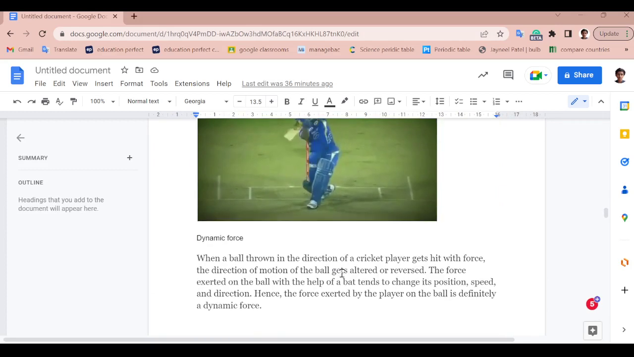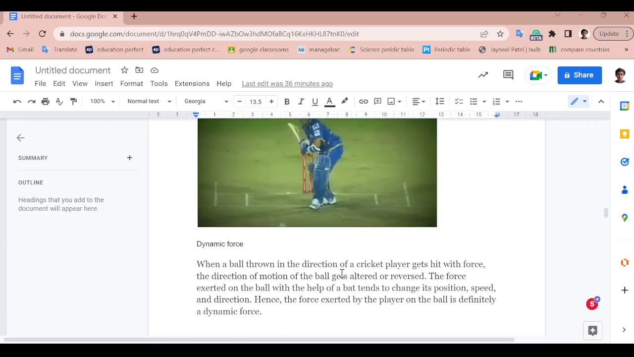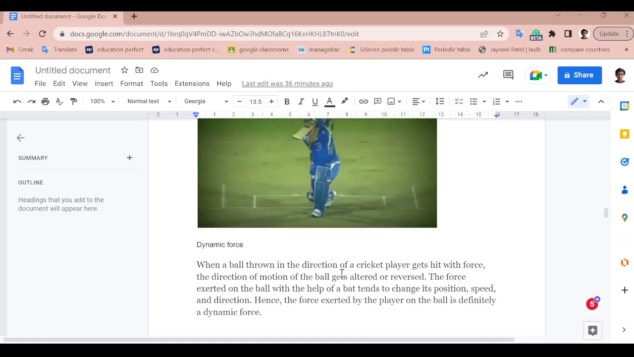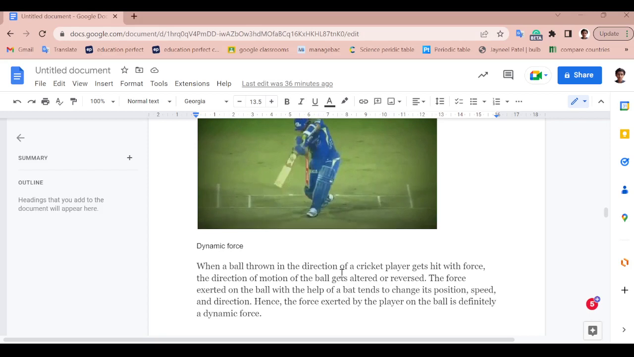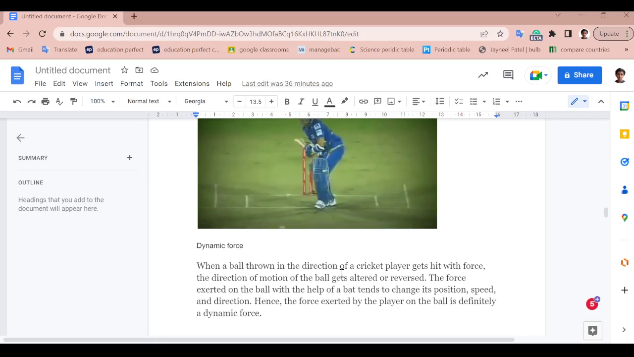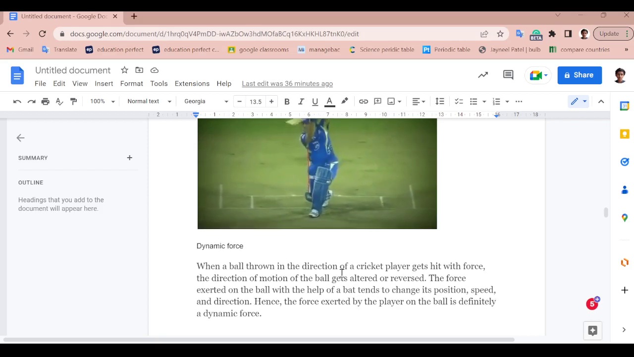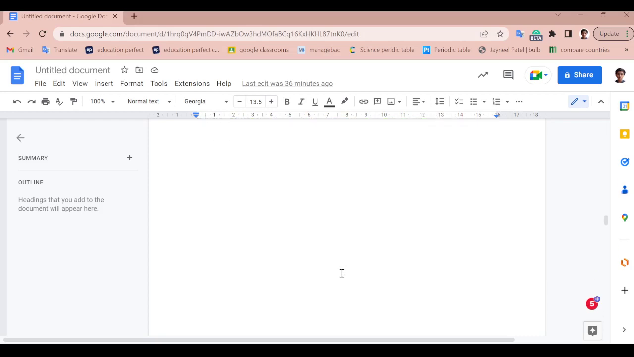A dynamic force. When a ball thrown in the direction of a cricket player gets hit with force, the direction of motion of the ball gets altered or reversed. The force exerted on a ball with the help of a bat tends to change its position, speed and direction. Hence, the force exerted by the player on the ball is definitely a dynamic force.